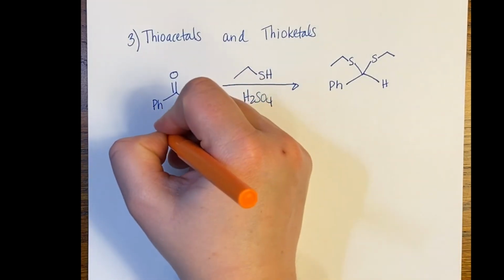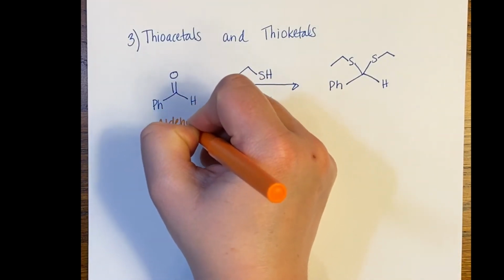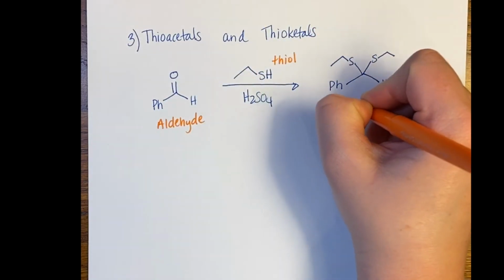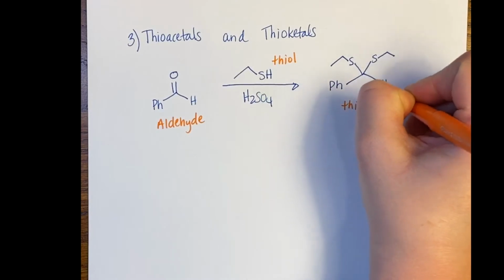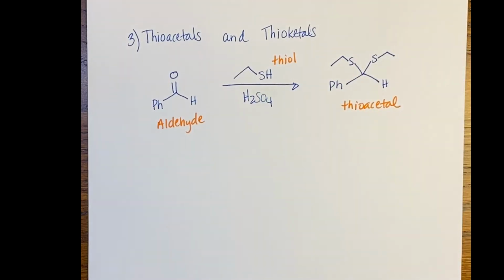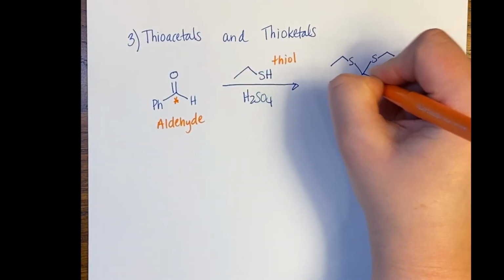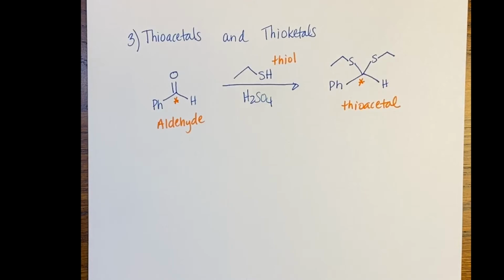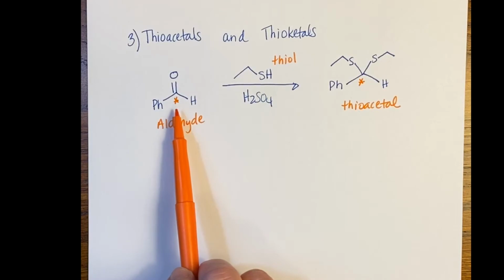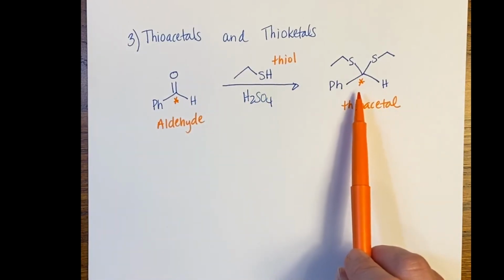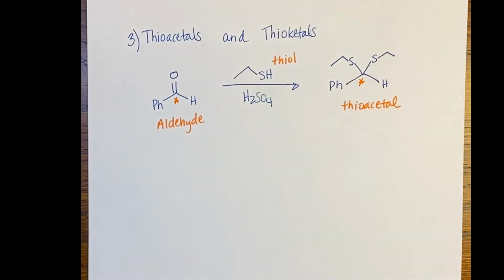In this reaction, my aldehyde plus a thiol made a thioacetal functional group. And just like we said with acetals and ketals, this carbon of the carbonyl is the same carbon of the thioacetal, the carbon that originally had a bond to my phenyl ring, my hydrogen, and my carbonyl. On my product side, it has a bond to the phenyl ring, the hydrogen, and 2 thioethers. That's the carbon where all of the chemistry is going to happen.